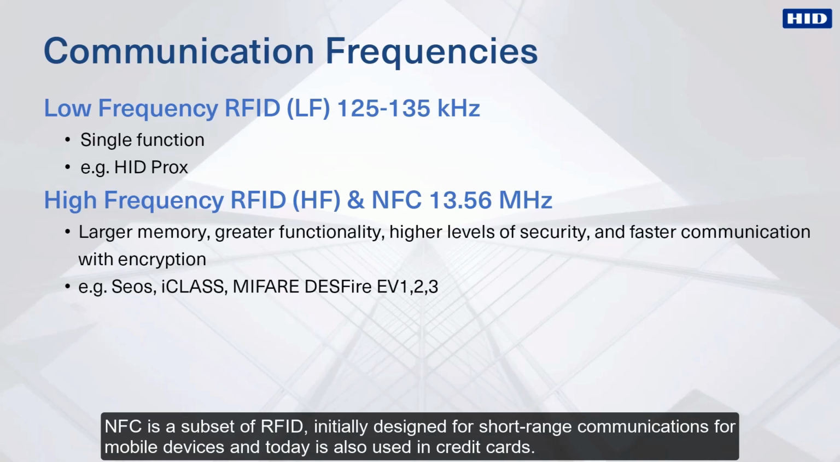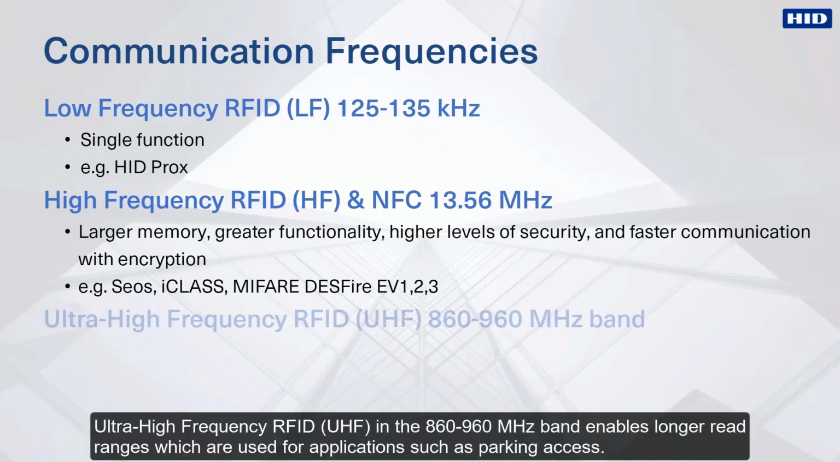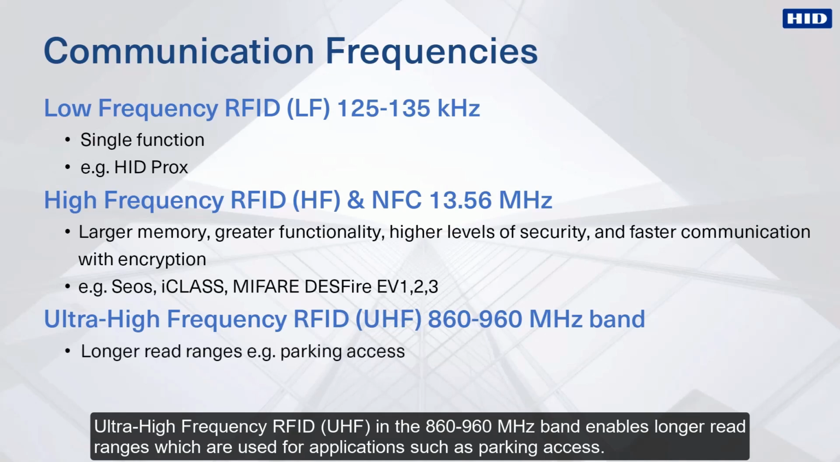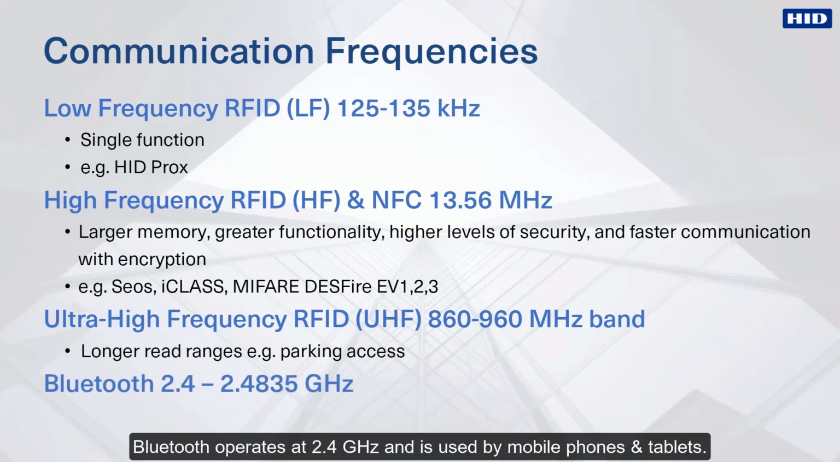NFC is a subset of RFID, initially designed for short-range communications for mobile devices, and today is also used in credit cards. Ultra-high frequency RFID, or UHF, in the 860 to 960 MHz band enables longer read ranges which are used for applications such as parking access. Bluetooth operates at 2.4 GHz and is used by mobile phones and tablets.